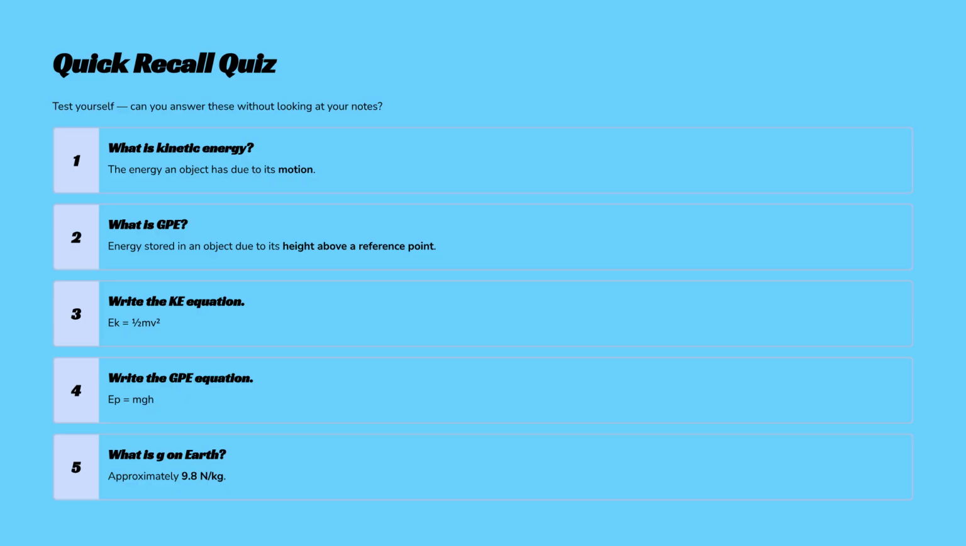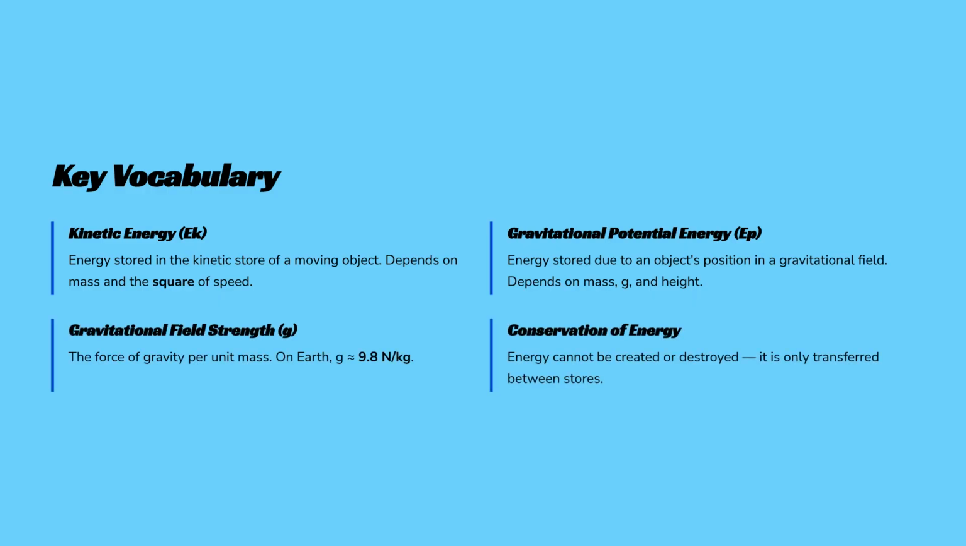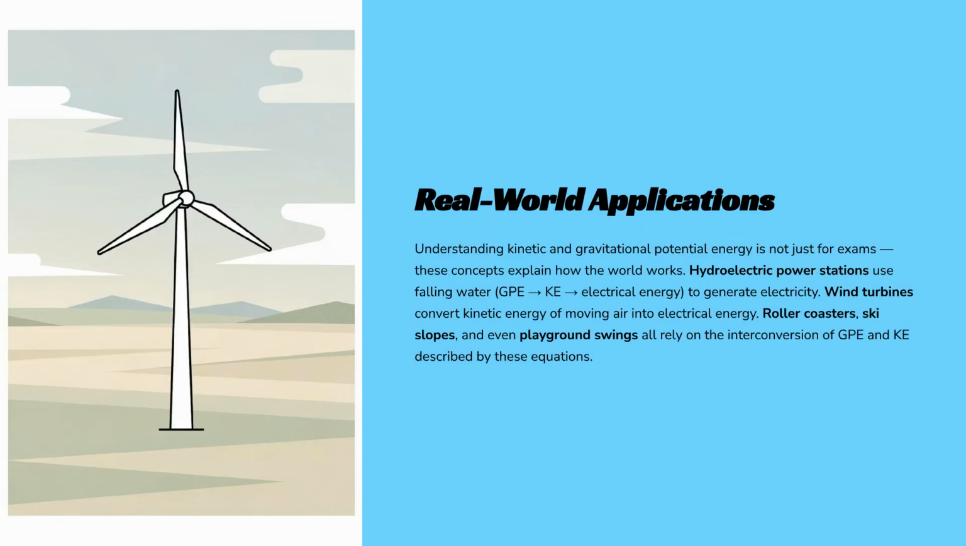Can you define kinetic energy, explain gravitational potential energy, and write down the formulas for both? Also, recall the standard value for gravitational field strength on Earth. Reviewing key vocabulary is essential. Remember that kinetic energy is the energy of motion, while GPE relates to position. Gravitational field strength on Earth is roughly 9.8 newtons per kilogram, and remember that energy is always conserved. These concepts have many real-world applications, from hydroelectric power stations using falling water to wind turbines and roller coasters. Our world is constantly moving energy between kinetic and potential stores.